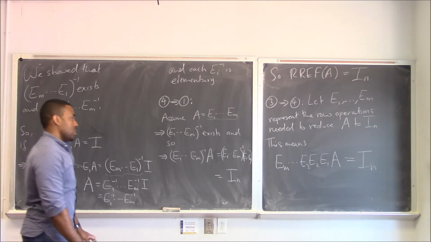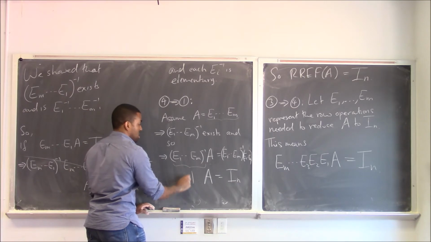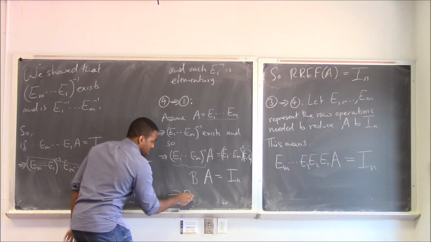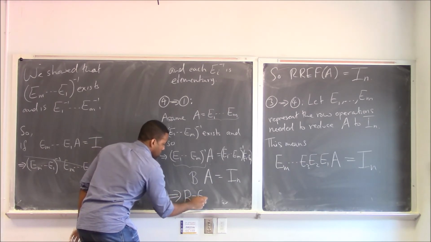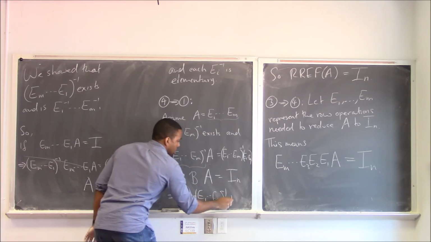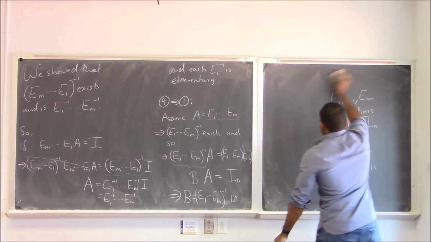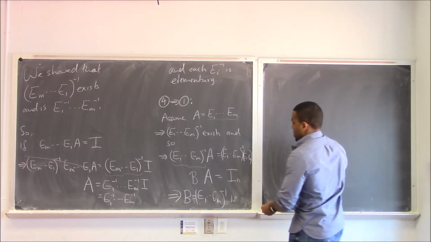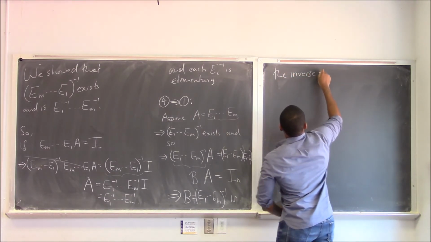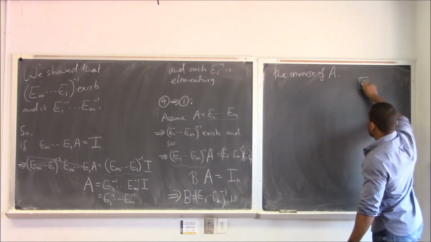And so what that means is that here's a matrix A, and I multiply by something, let's call it B, and I obtain the identity. This means B equals E1 through En inverse, which is the inverse of A. That completes the proof.